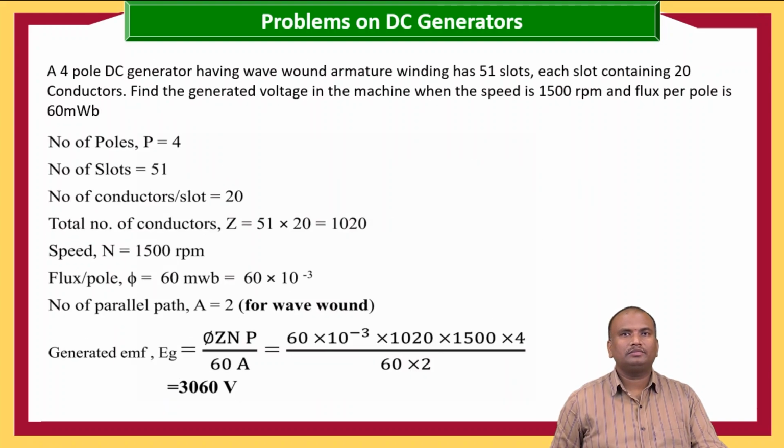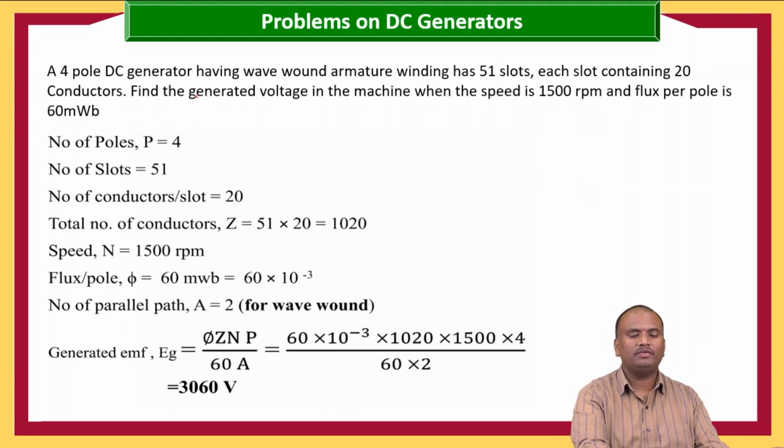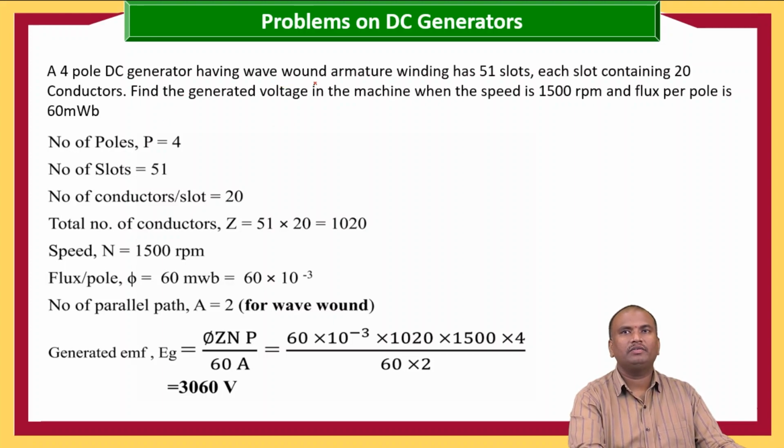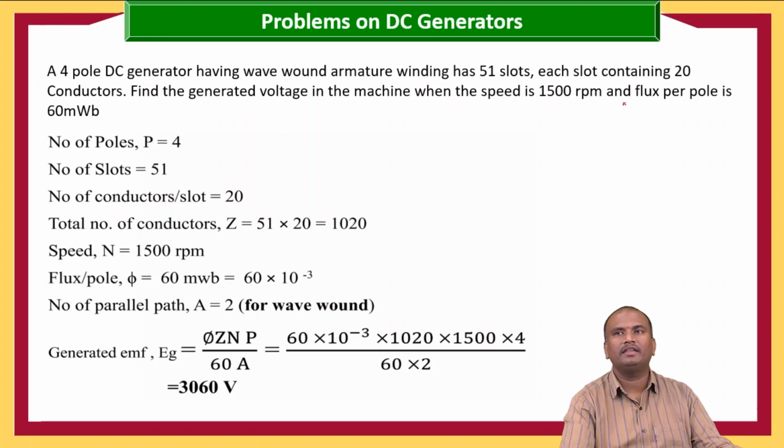Now, a 4-pole DC generator having wave-wound armature winding has 51 slots, each slot containing 20 conductors. Find the generated voltage in the machine when the speed is 1500 rpm and the flux per pole is 60 milliwebers. The number of poles is 4, number of slots is 51, and number of conductors per slot is 20.